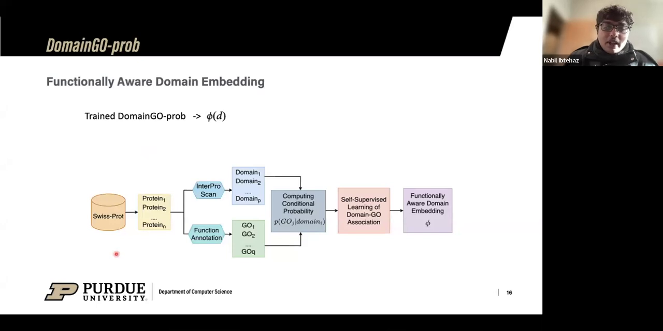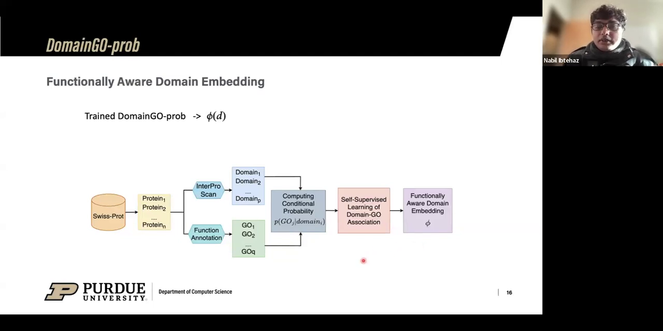In order to do that, we collected all the proteins from the SwissProt dataset. Then we collected the domains and functions, as previously mentioned, from InterProScan and UniProt respectively. Then from the entire dataset, we computed the conditional probabilities. And once the conditional probabilities have been computed, we train our self-supervised model to be able to predict the conditional probability given the domains and GO terms. And once this training is done, we will obtain a functionally aware domain embedding.